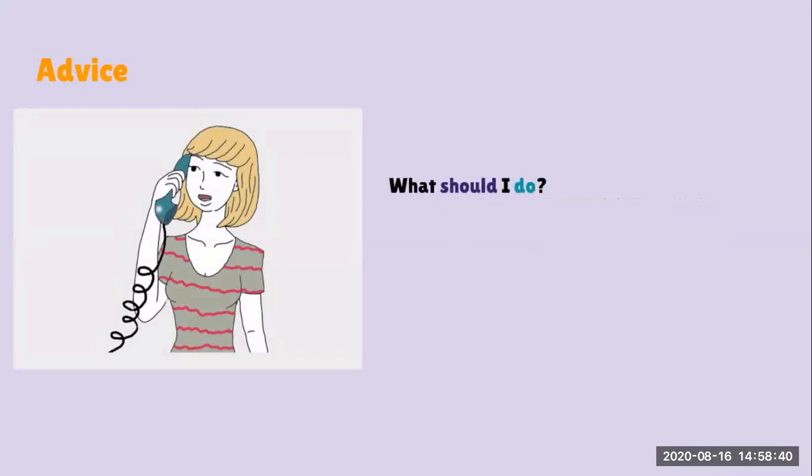She said, what should I do? She's asking for advice. Ella le está pidiendo un consejo. So what should I do? You should call your mom. It's very late. Okay, so these are some of the modal verbs that we can use for different reasons in different situations.